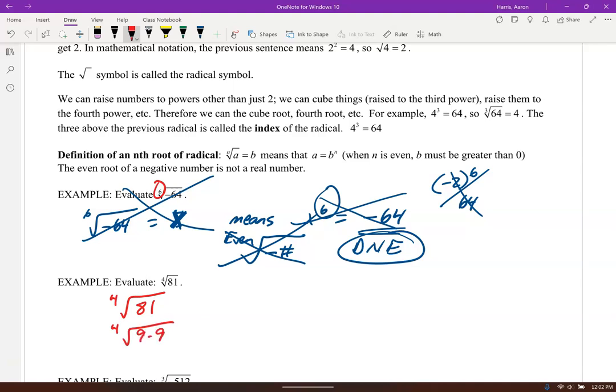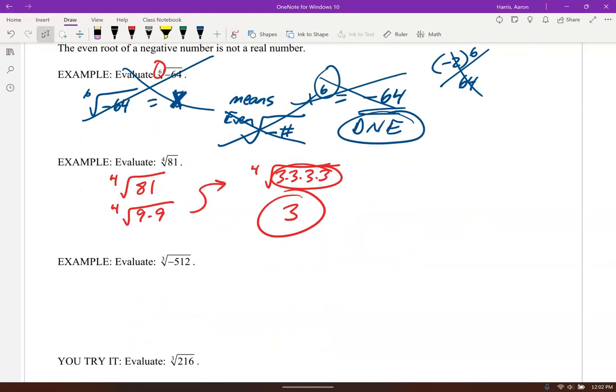Well, let's break down 81 into 9 and 9. We know 9 is 3 and 3. The other 9 is 3 and 3. We're looking for 4 of a kind. The fourth root of 81 is 3. There's nothing left over, right? Can we have an odd root of a negative number? You bet, because something to the third could be negative, right?